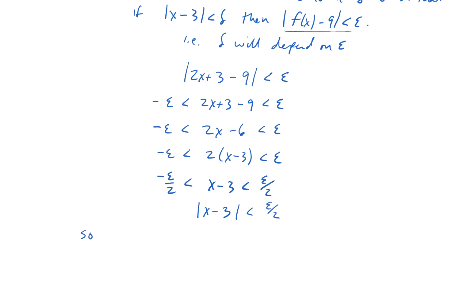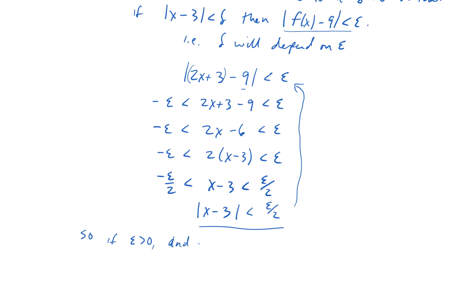So, going backwards, look what we're saying. If this is true here, then just go right up the ladder here. That's true. So if I pick an x value where the difference between x and 3 is less than epsilon over 2, then guaranteed the difference between 2x plus 3 and 9 is less than epsilon. So in other words, the limit as x gets closer to 3 is 9.